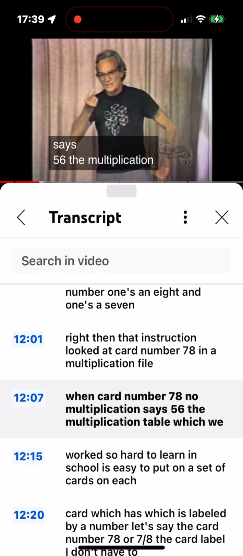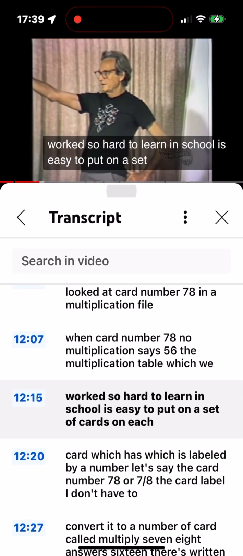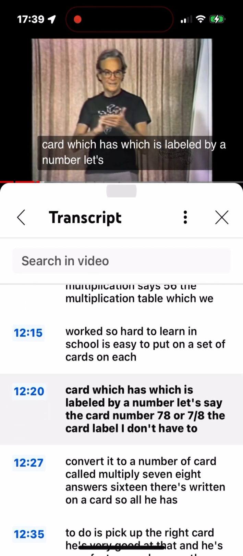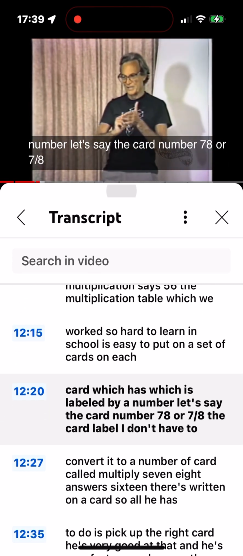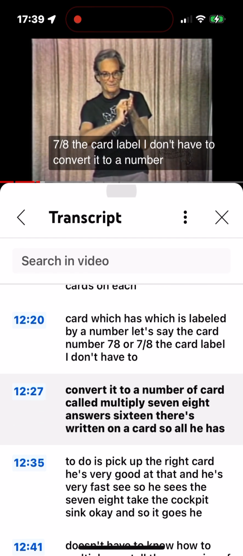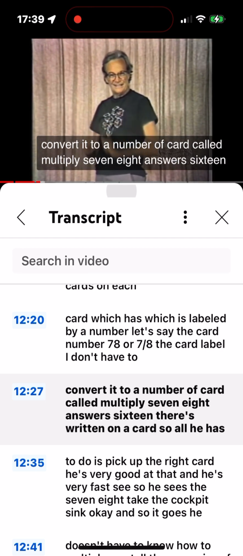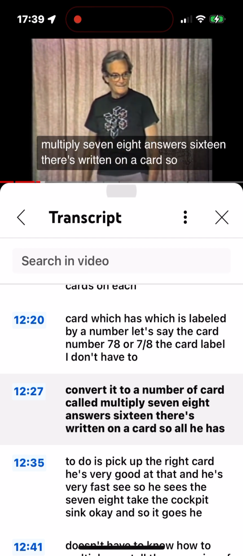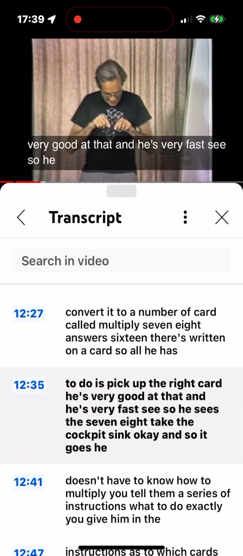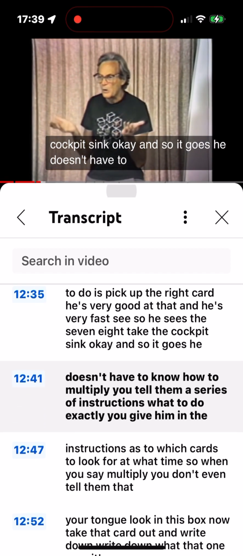The multiplication table, which we worked so hard to learn in school, is easy to put on a set of cards. On each card, which is labeled by a number, let's say the card number 78, the card label, I don't have to convert it to a number, a card called multiply 78, the answer 56, is written on a card. So all he has to do is pick up the right card. He's very good at that, and he's very fast, see? So he sees the 7, 8, takes the card, 56, okay? And so it goes. He doesn't have to know how to multiply.